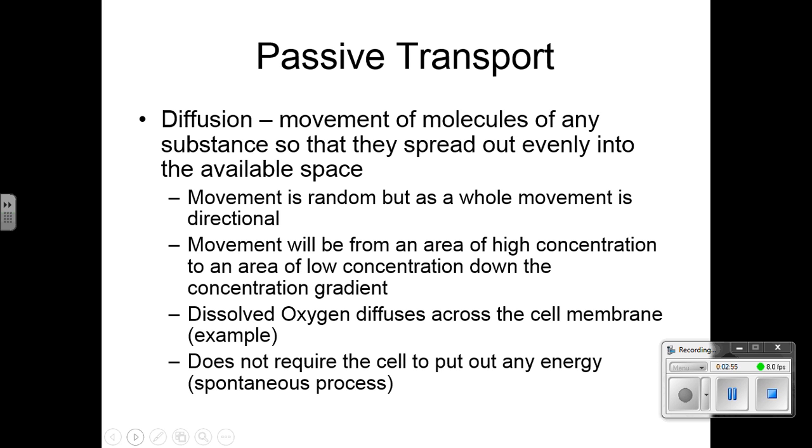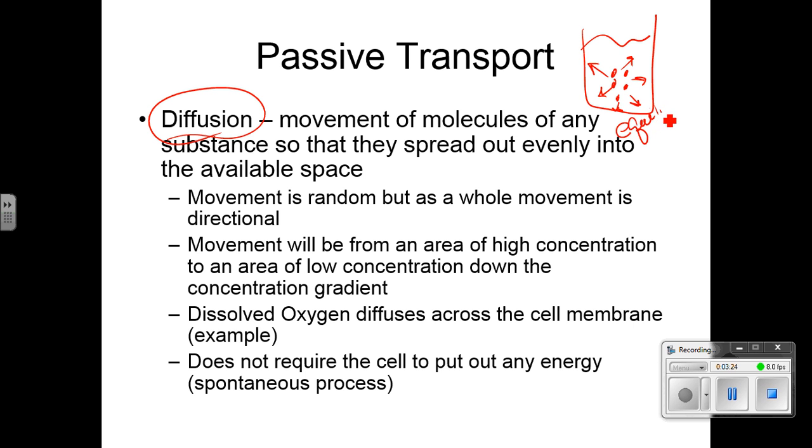Diffusion is the movement of molecules of any substance so that they spread out evenly into the available space. So this is not necessarily talking about the cell membrane. Diffusion can occur in a beaker of water. Make a beaker of water here, and then you put some drops of red dye in it. They will move throughout that water until eventually it becomes uniform. That's what we call equilibrium.